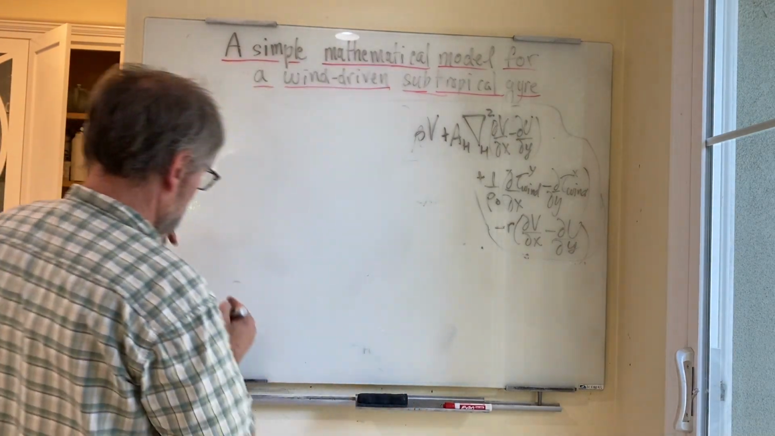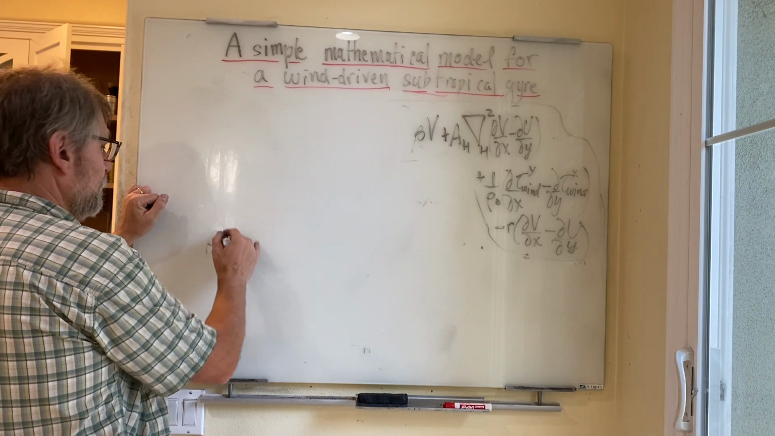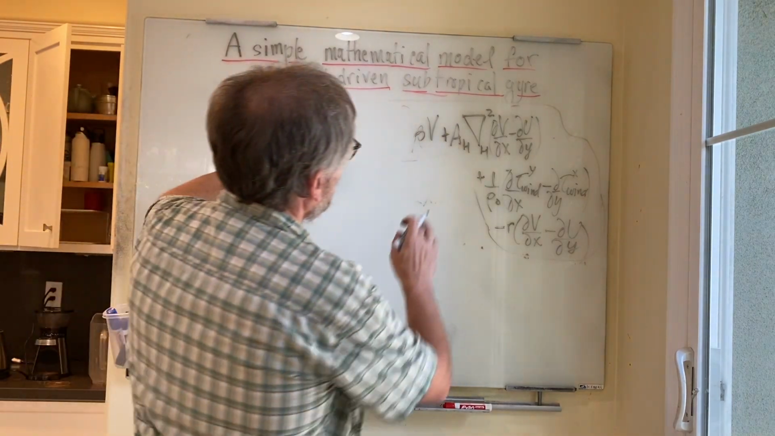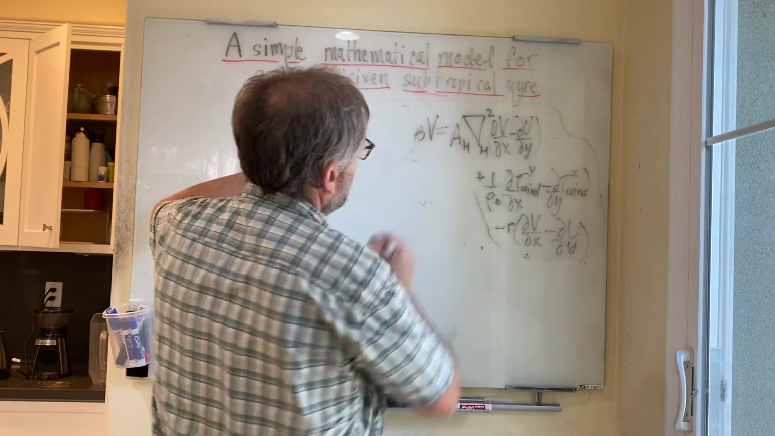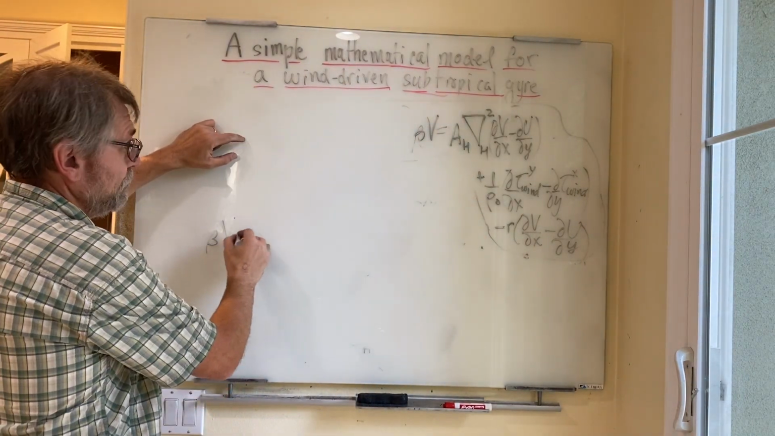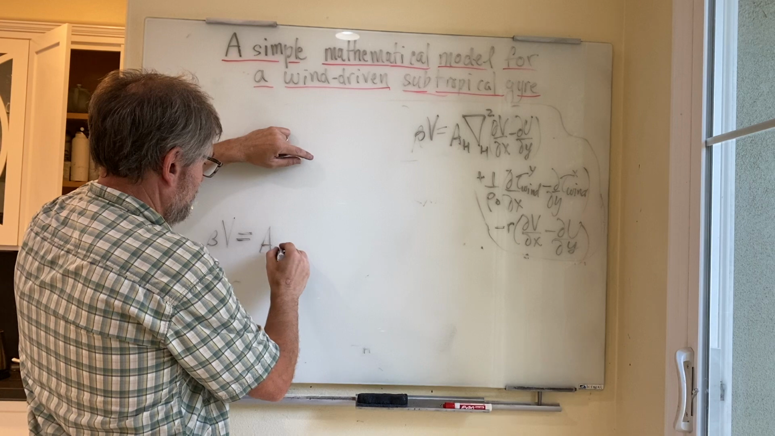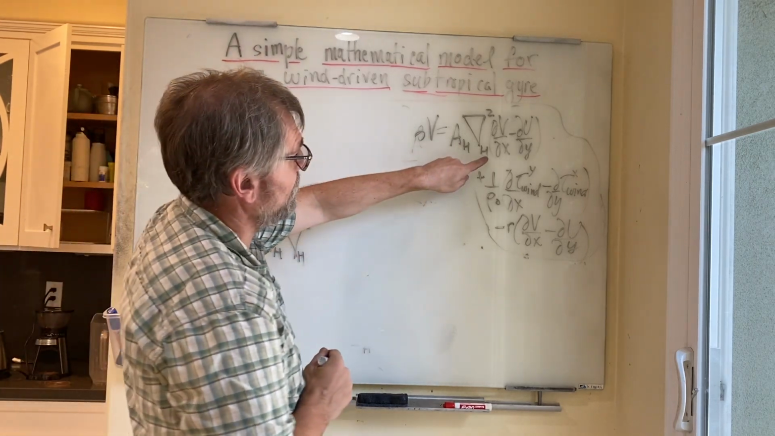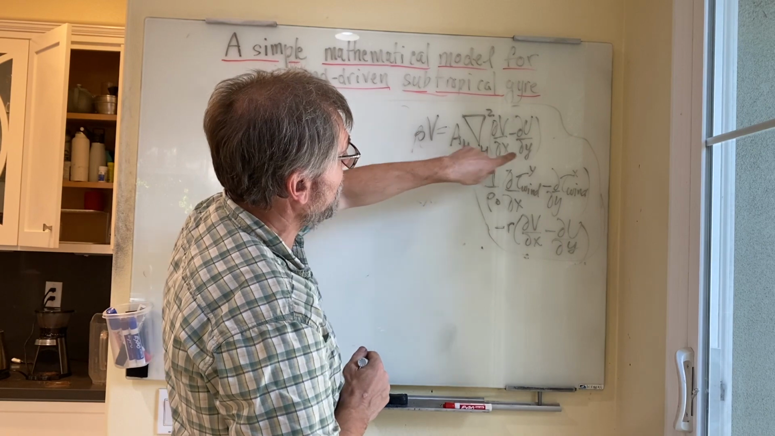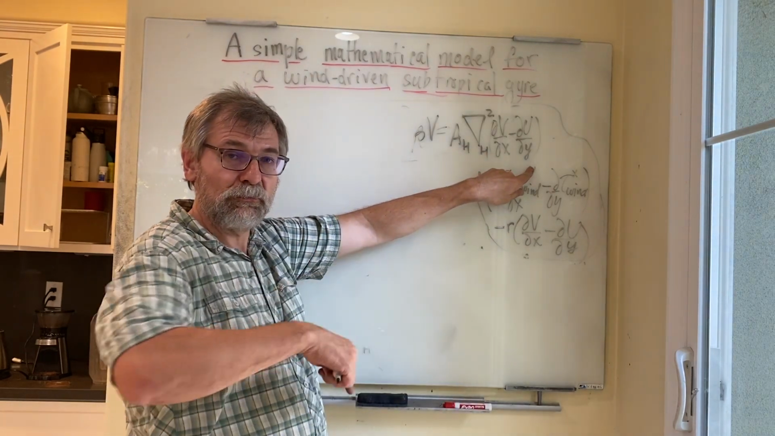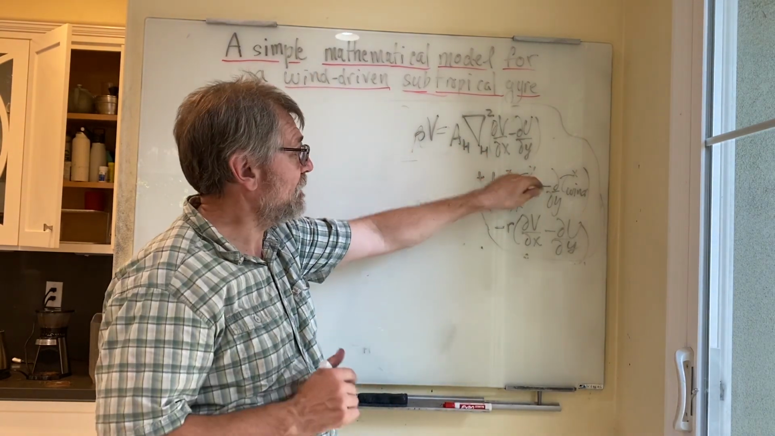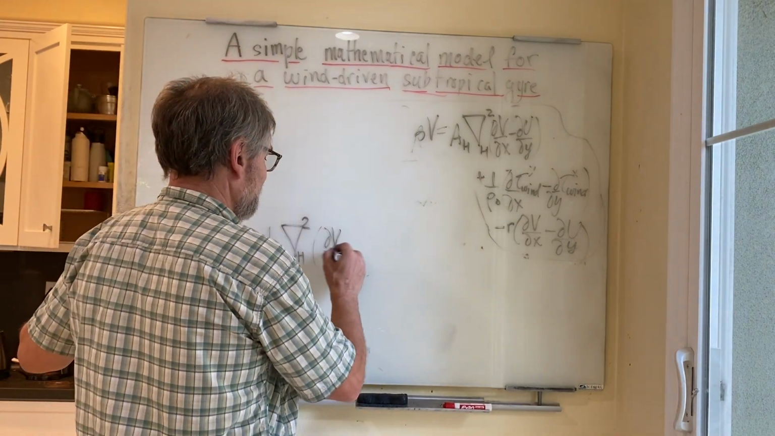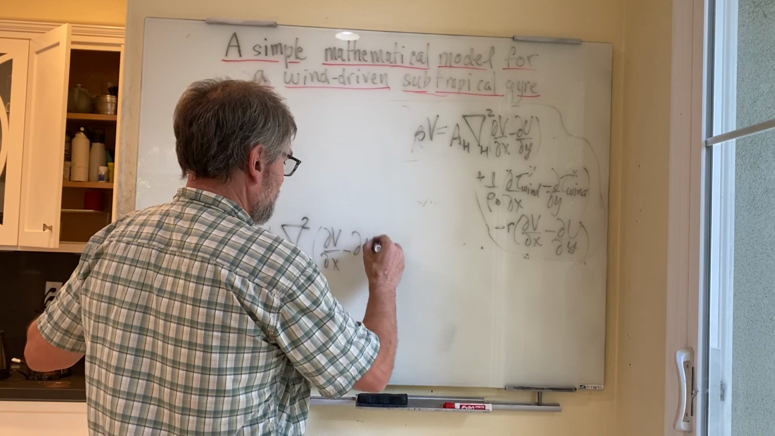Let me rewrite it nicely. So beta v. Wait a minute, where's the equal? I need an equal sign here, right? Equals AH del squared horizontal, and this term is the vorticity. dv dx minus du dy, that's the vertical component of vorticity. It's the tendency of the fluid to swirl. So this is the vorticity, dv dx minus du dy.